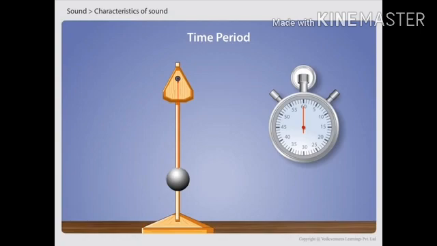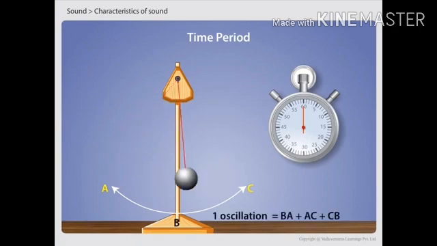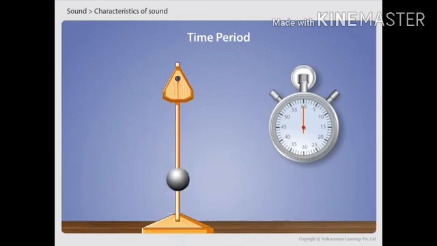Now consider the previous example of the simple pendulum. The pendulum is said to complete one oscillation when the bob travels from A to point C and then again to point A. We can say one oscillation equals BA plus AC plus CB.